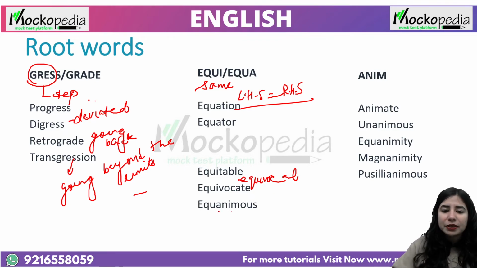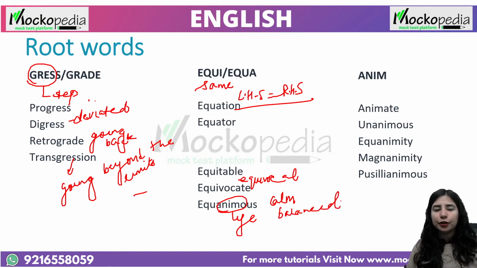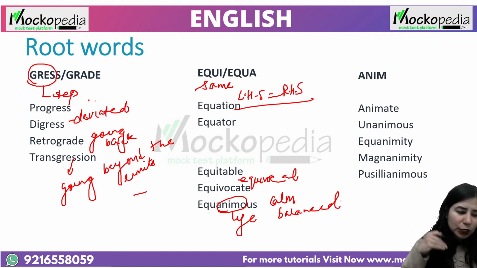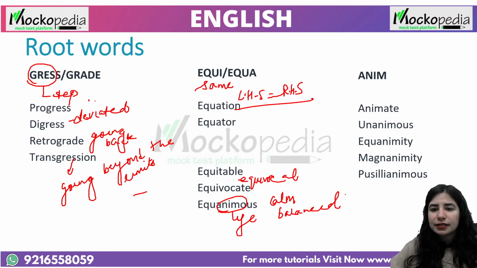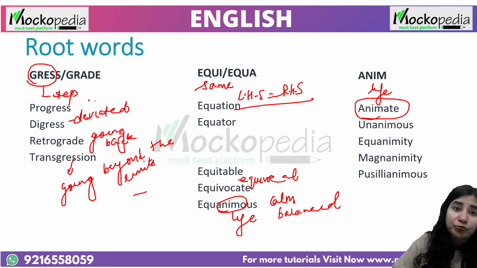Equanimous: anim is life. So equanimous is a person who is calm, who's composed, who's balanced, right? So that's how we use the word equanimous. It's a very positive word, and you should try to be equanimous. Equanimity, so equanimous, equanimity, right? So let's come to the next. Anim stands for life. So animate. You must have heard of this word animation, right? So these cartoons, what are you doing? You're bringing life to the figures.